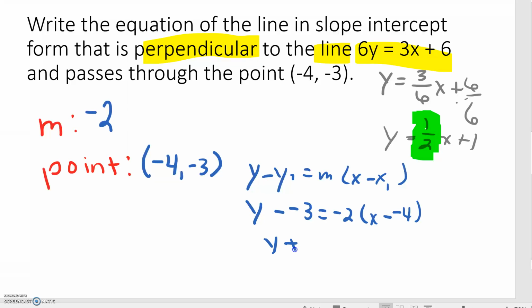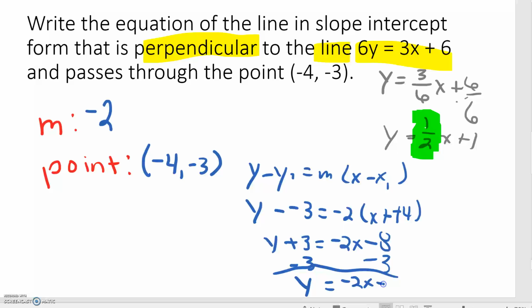y plus 3 is equal to -2x. This becomes positive, so when I multiply times -2, I get -8. To write it in slope-intercept form, I have to subtract 3 from both sides. And now y is by itself. y is equal to -2x minus 11. So the equation of our line in slope-intercept form is y is equal to -2x minus 11.